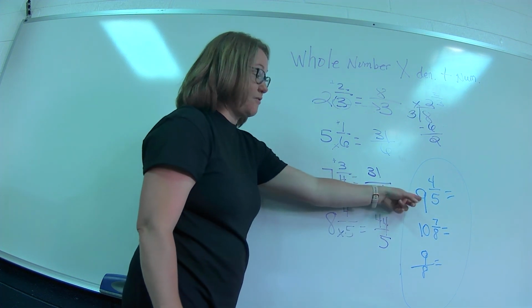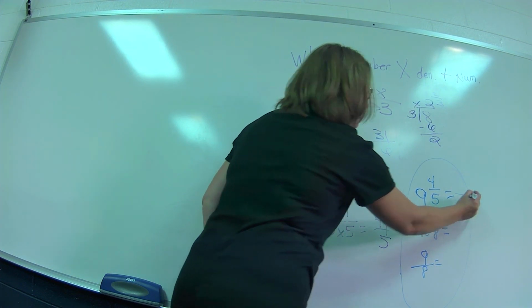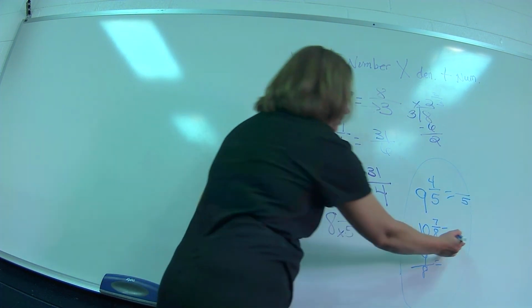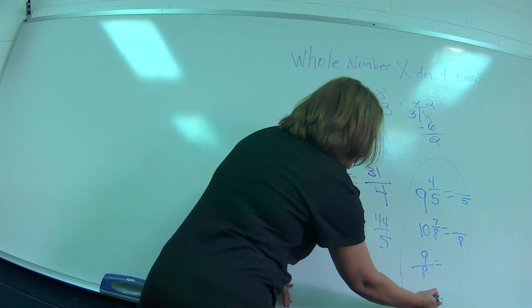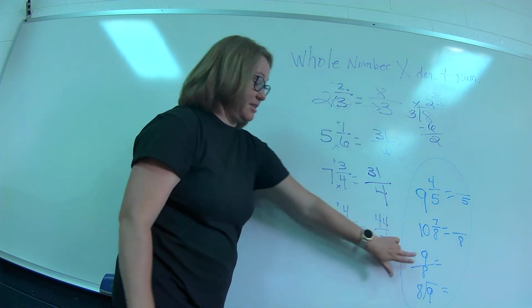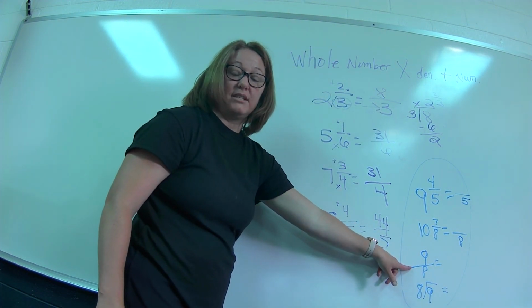We have 9 4/5. I'll give you a hint. Your 5 will be your denominator. 10 7/8. Your denominator will be 8. Now this is 9 divided by 8. So you can set it up 9 divided by 8 equals. This and this are exactly the same. Again, with an improper fraction, the fraction bar means divide.